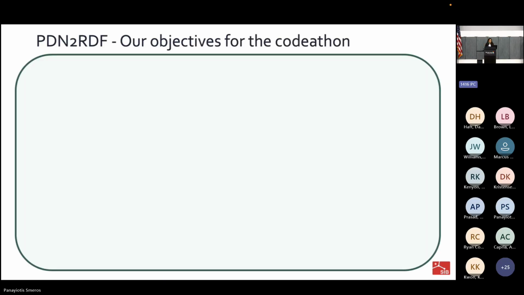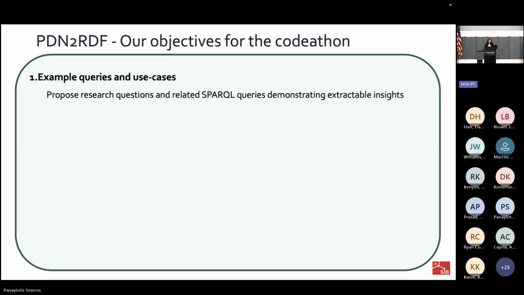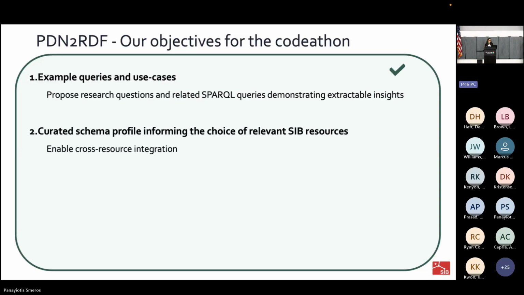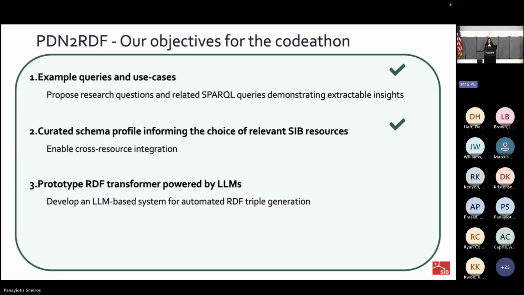And so when we started this Codeathon, our objectives were to build these example queries and use cases to expose the LLM to them. This is something that we've managed to achieve. Build that schema profile that informs the choice of the relevant SIB resources and PDN resources that would be used. This is also something that we've managed to do. And the third thing that we originally planned to do, and we managed to do as well, is that RDF transformer thingy.